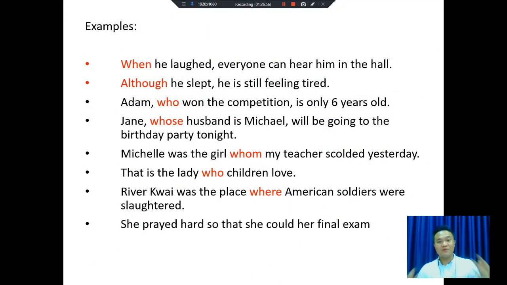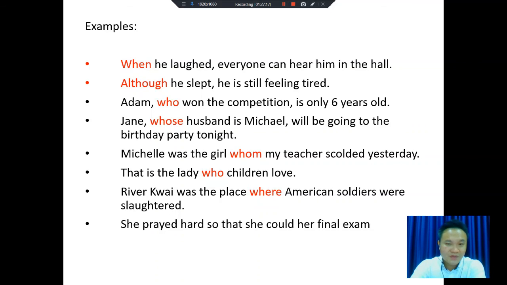Now these are the examples. The first one, we are using a relative pronoun. When he laughed. Now, when he laughed is incomplete. It is a dependent clause. Everyone can hear him in the hall. Everyone can hear him in the hall is a complete idea. So this is an example of a complex sentence.